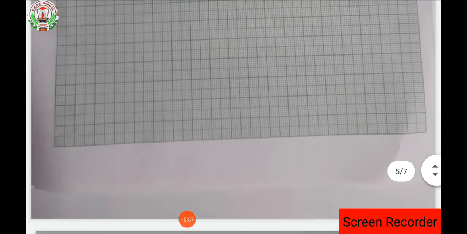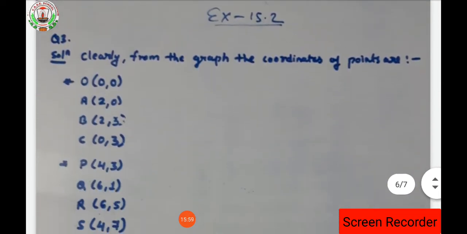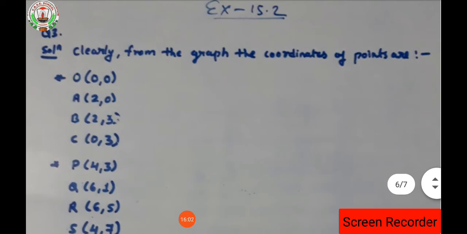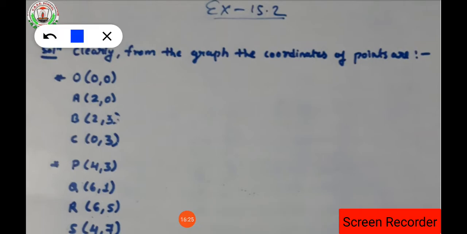So next question. In the next question, it is asking about the coordinates. While looking at the graph, we have to tell the coordinates. So dear students, please take out your book, look at the graph of exercise 15.2, question number 3. Here I had written all the answers by looking at the graph itself. Clearly from the graph, the coordinates of the points are. That means you have to look at the graph and tell the coordinates, first the origin O, whose coordinates will be 0, 0, as I told you before.